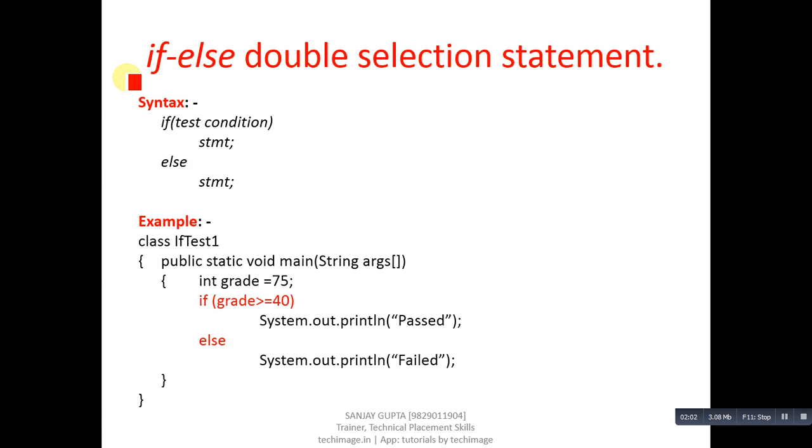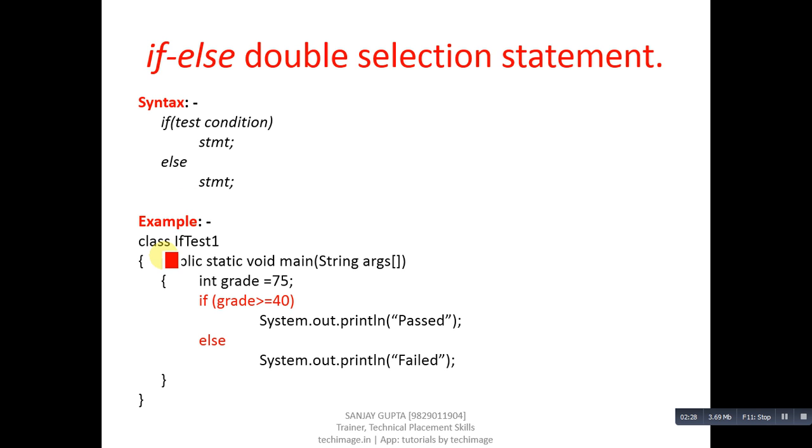Another one is the if else double selection statement. This is the syntax. In this syntax, the statement written with the if condition is known as the true part, and the statement written with else is known as the false part. If the condition is true, then the true part will be evaluated. If the condition is false, then the else part, which is the false part, will be evaluated.